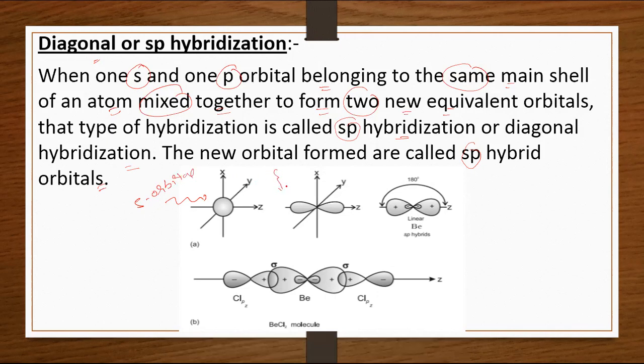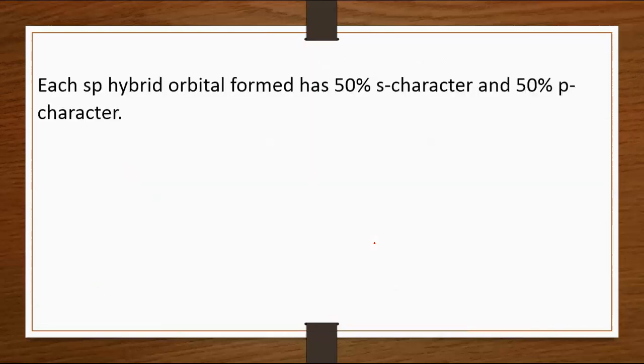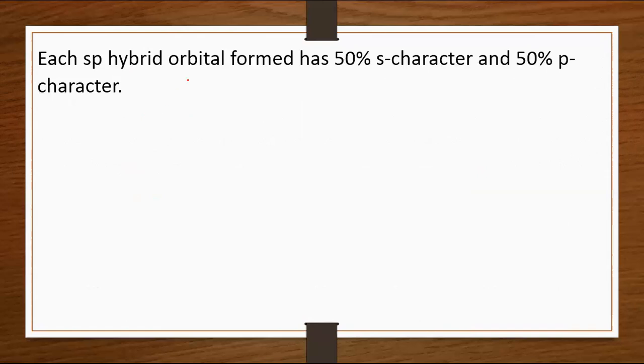This is a p orbital. They intermix and they give rise to two sp hybridized orbitals. This is one and this is two. Now, each sp hybrid orbital formed has 50% s character and 50% p character.